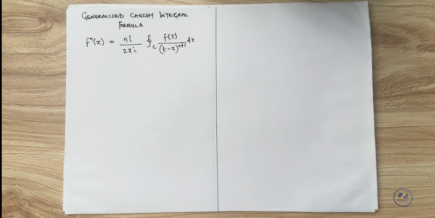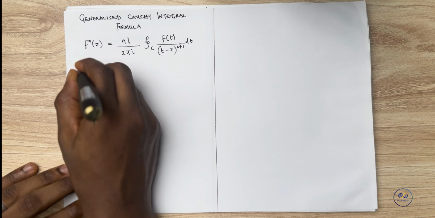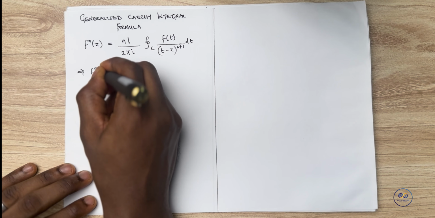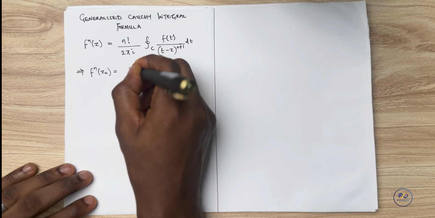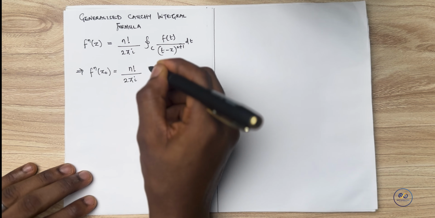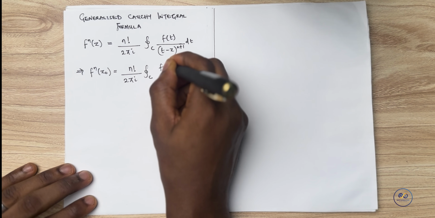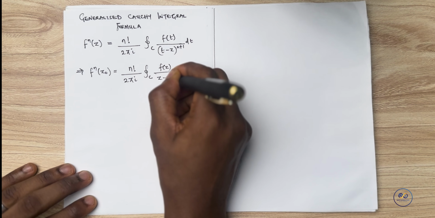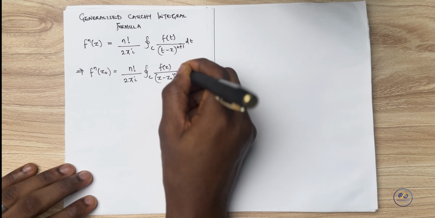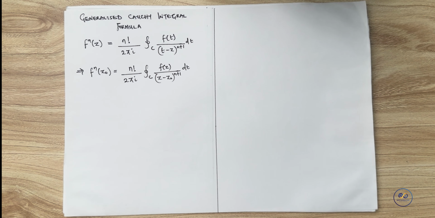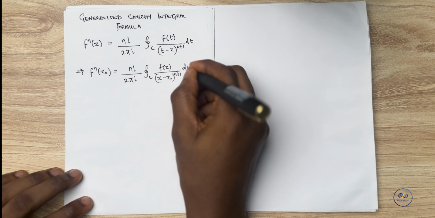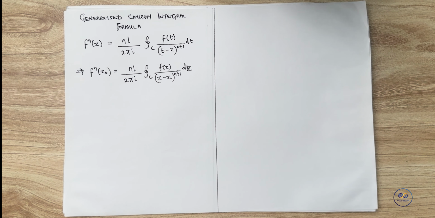Now, of course, we could rewrite this in terms of another point z0 so that we could make z our integral variable instead of t, such that we would now have that f^n(z0) is equal to n factorial divided by 2 pi i integral over c of f(z) divided by (z minus z0)^(n+1) dz. Now, do not forget, all of this at this point is just a change of variables. All of this is just a change of variables, nothing too serious.